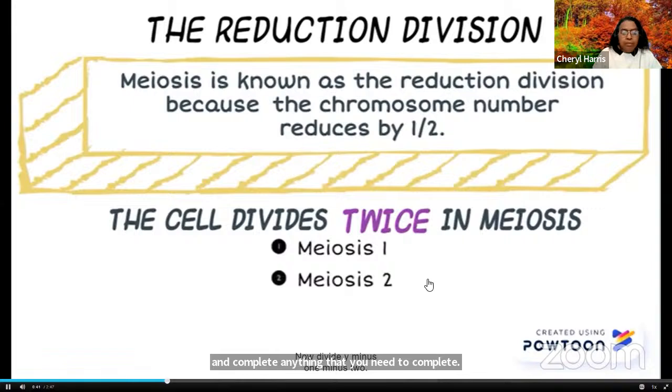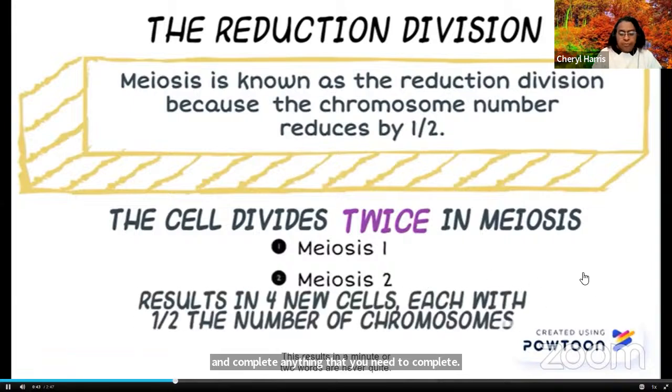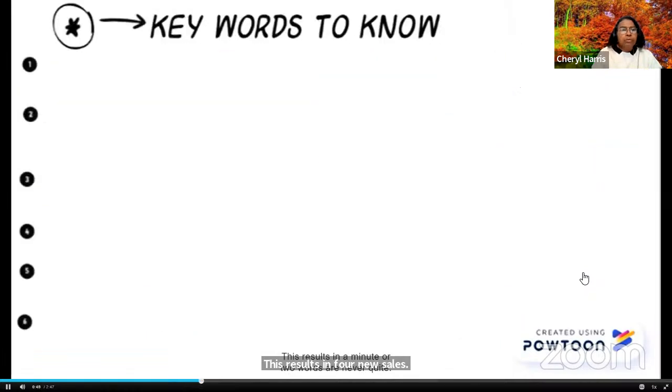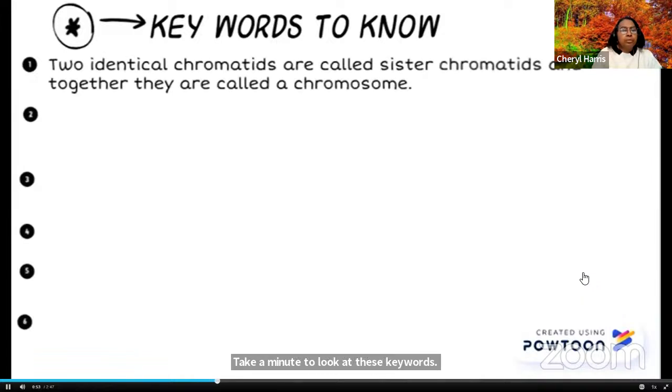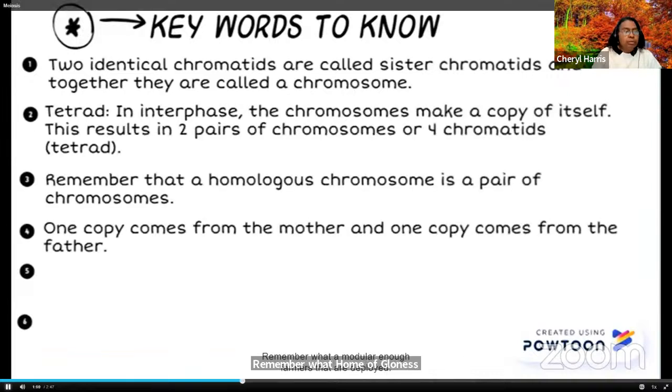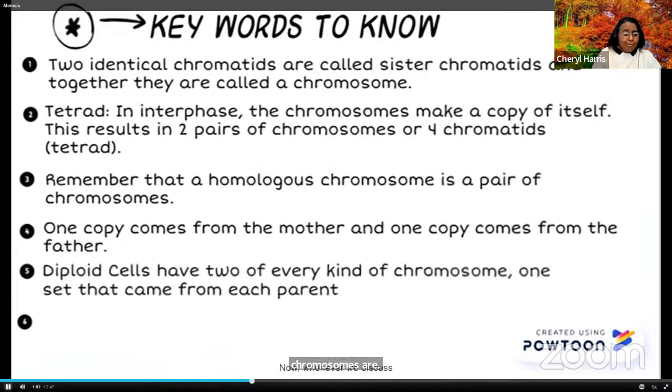Meiosis 1 and meiosis 2. This results in 4 new cells, each with half the number of chromosomes. Take a minute to look at these keywords. Remember what sister chromatids are. Review what a tetrad is. Remember what homologous chromosomes are. Look at diploid cells and haploid cells.